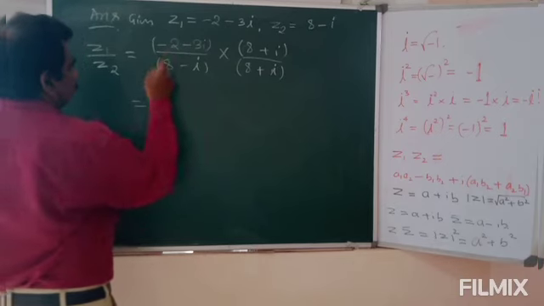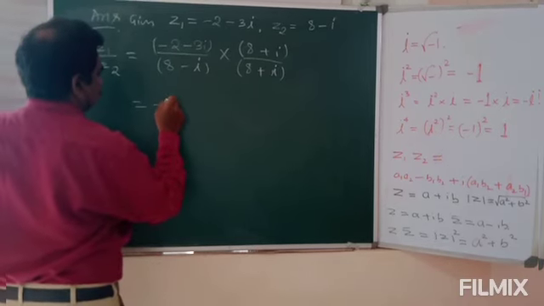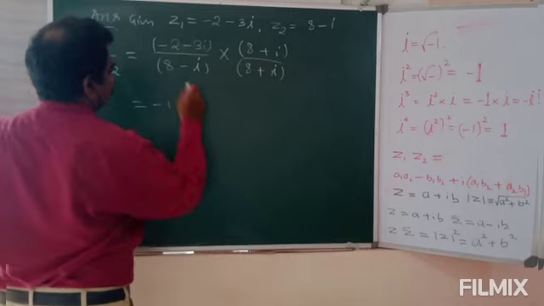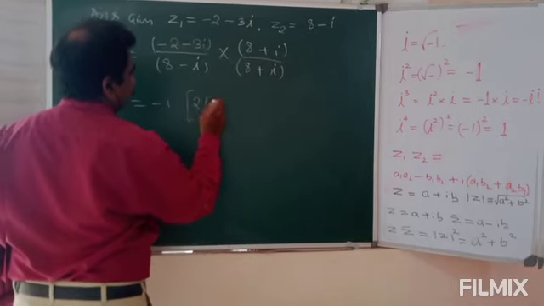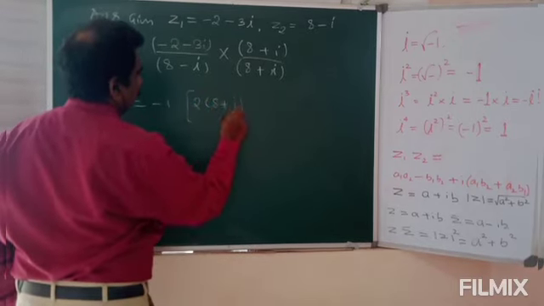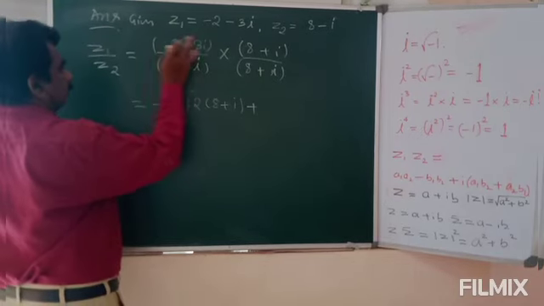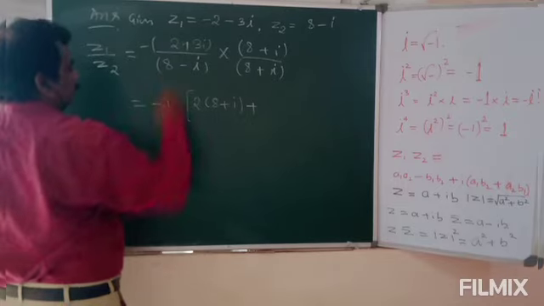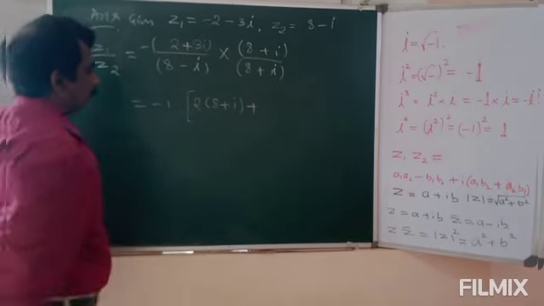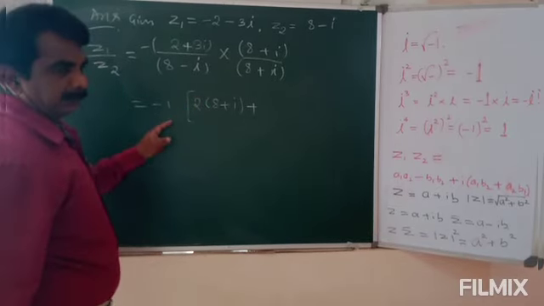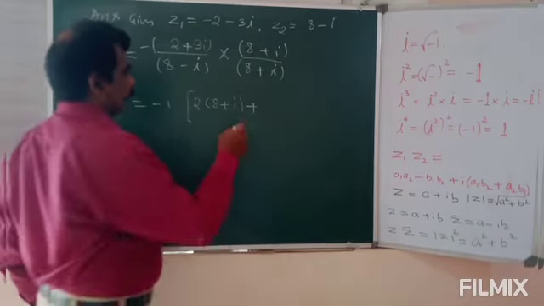Take the minus as a common factor here. Minus 1 into 2 into this one, 8 plus i. It becomes plus, because we take the minus outside. Okay, easy. Next problem.